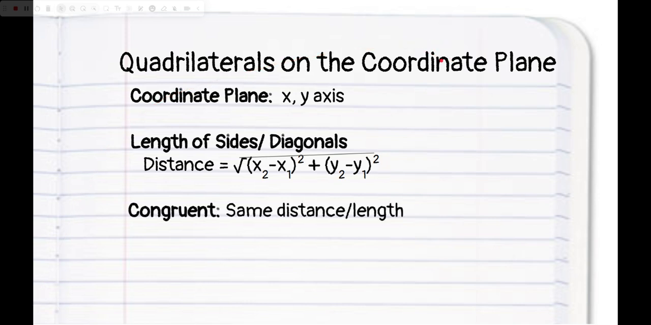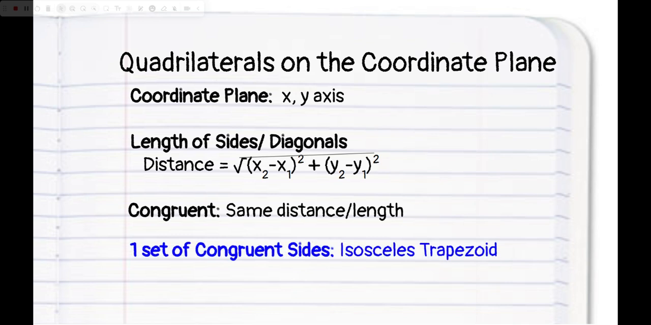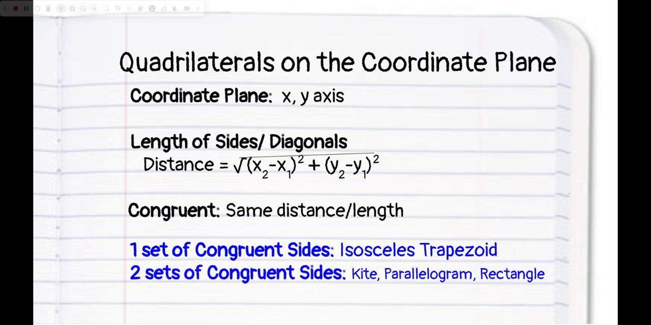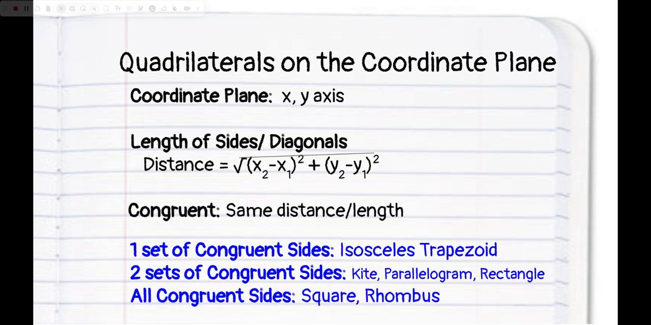If we find out that the distances are the same length, we call those congruent lengths, and that's what we care about. So if we have a 4-sided shape and it has one set of congruent sides, it could be an isosceles trapezoid. It could also be a trapezium. If it has 2 sets of congruent sides, it could be only a kite, a parallelogram, or a rectangle. And if all the sides are congruent, then it could be a square or a rhombus.